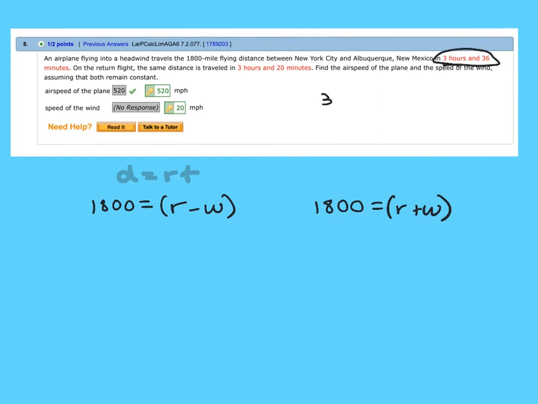So 3 hours and 36 minutes would be 3 1/6. If you did it in decimal form, this one actually terminates. 1/6 does not terminate, but 1/3 does not either. So you needed to keep it exact, which would mean a fraction. So this could be 19/6. And then the other one is 3 hours and 20 minutes. So 3 hours and 1/3, or 10/3. That's your time.